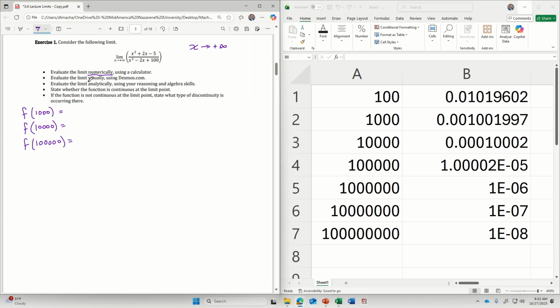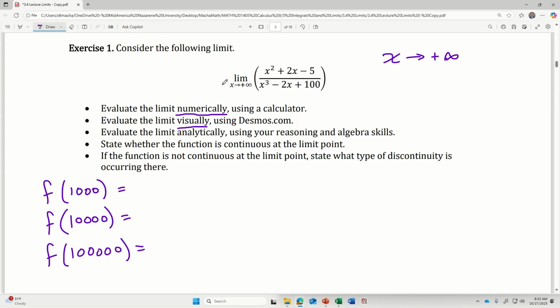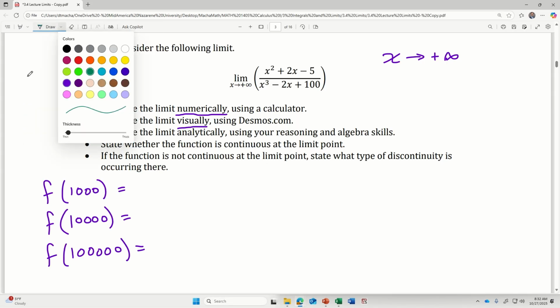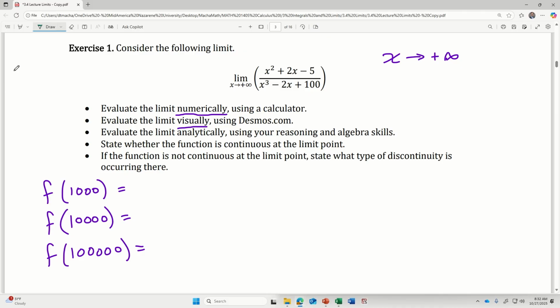So that aligns with what we found numerically. Then analytically, let's talk about this. Because for a mathematician, plugging numbers in a calculator numerically is like evidence for what this limit is. Looking at the graph of it visually is like evidence for what the limit is. But a real mathematician, if you told them after looking at it that the limit was 0, they would ask you, how do you know the limit is really 0?